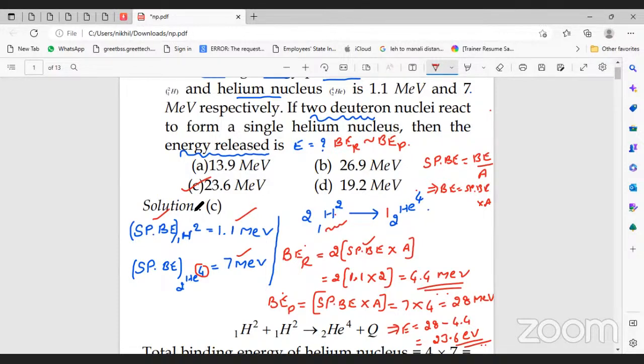So one thing you have to note down here: whenever they are asking you to find the energy released, it must be the difference of the binding energy, not specific binding energy. So don't directly subtract these two. Energy released is always the difference between the two binding energies. Got it? So option C is the right answer.